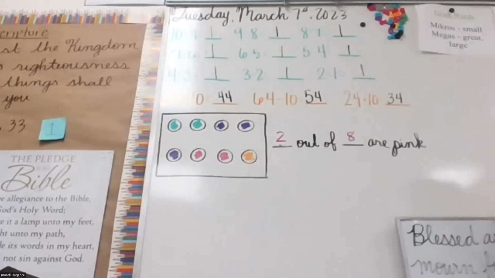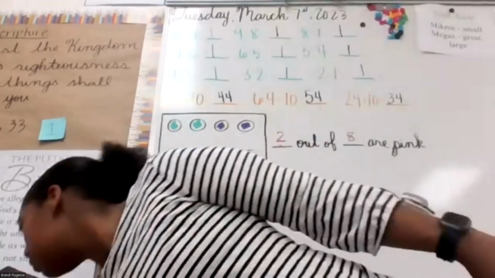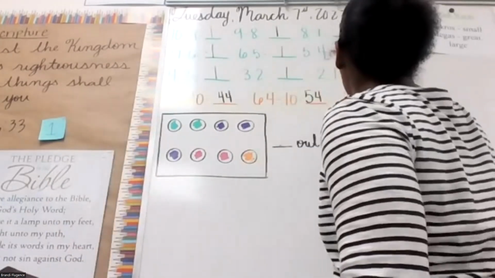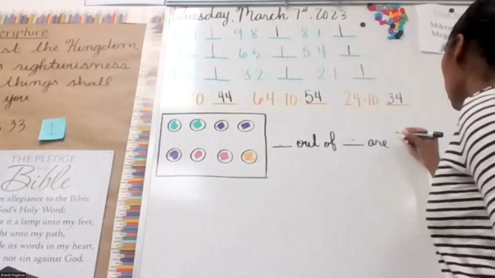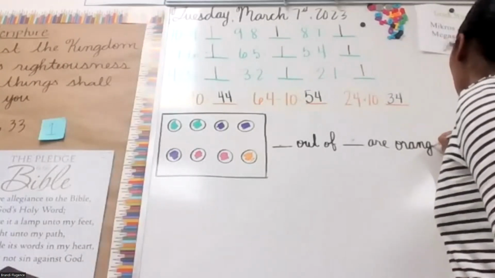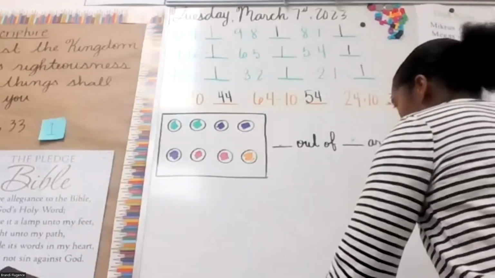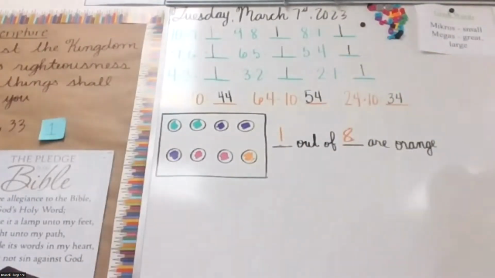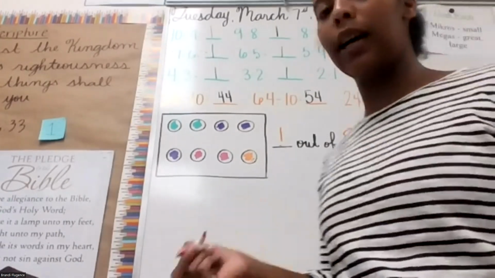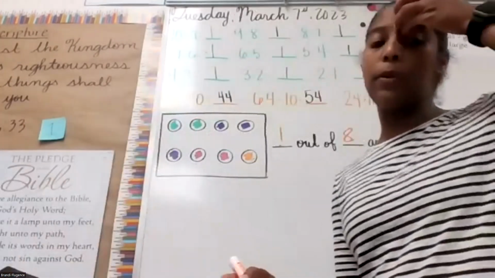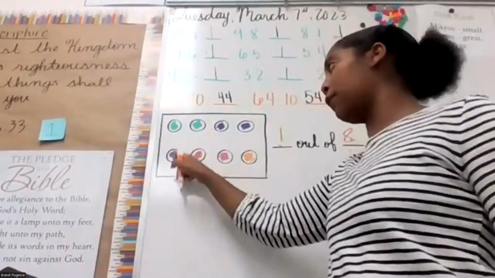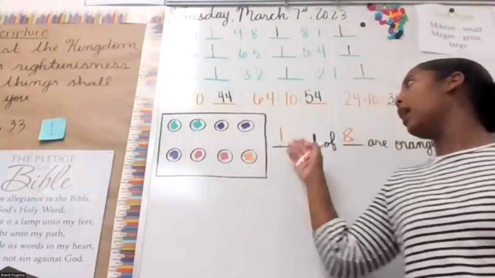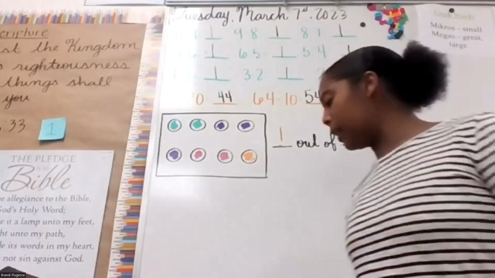Next, let's do orange. How many are orange? 1. So what would it say? 1 out of 8. 1 out of 8 are orange. Okay, so guys, you will see this in your book. It will tell you what color to color some of them. Then it will ask you the fraction for a particular color. This is how you figure out the fraction for a particular color. You count how many you have total. Then focus on whatever color it is that you have to focus on out of the total. Okay? All right, good. That's it for math today.